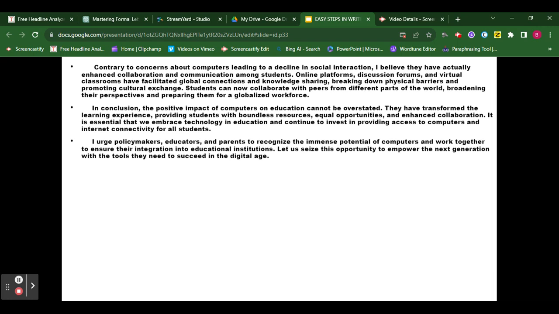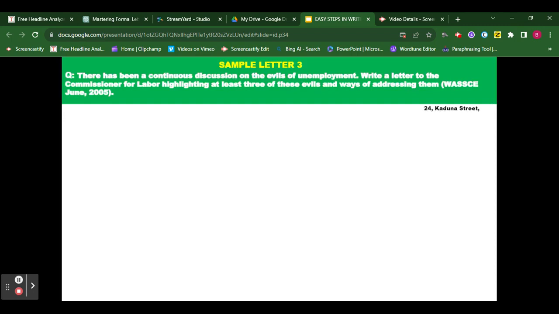Let us seize this opportunity to empower the next generation with the tools they need to succeed in this digital age. Okay? Now, having done that, yours faithfully, that's the subscription, followed by signature, and then the name of the writer. For example, Okonkwo Martins. Now, moving further, we come to sample letter number 3, and the question is as follows.